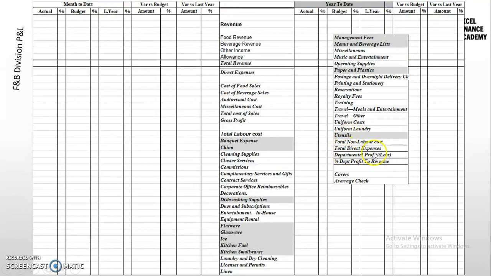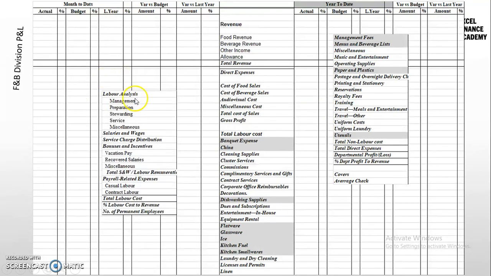Here you can also see we have covers and average check as additional statistics which we want to see, which is not in the standard P&L, because we want to see the covers and quantity and the value for comparing the revenue with the budget and last year, and also the expenses, which are usually seen as a percentage of the total revenue. So this percentage column is a very important column when we are analyzing the P&L, which we are going to look at in other videos as well.